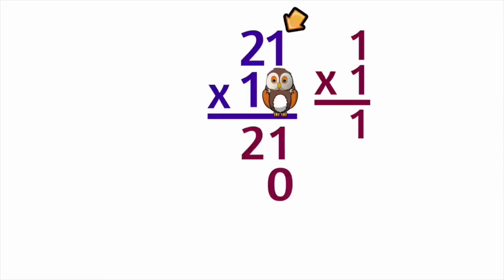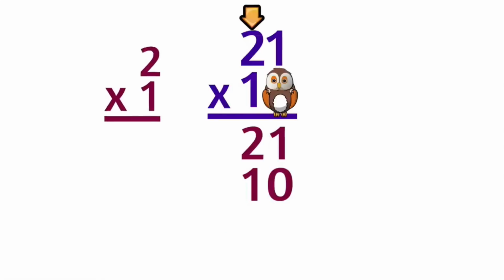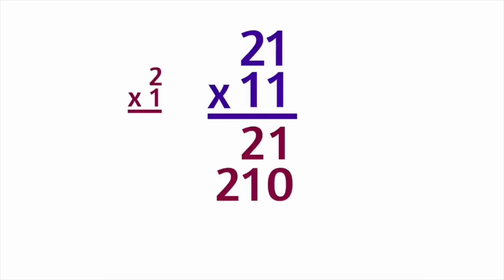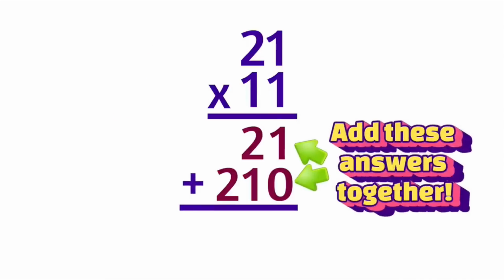That's right, 1. We put the number 1 right here. And what is 2 times 1? 2. Yep, 2. We put the number 2 down here. We're almost done. Now all we have to do is add these answers together. We just have to add them up.